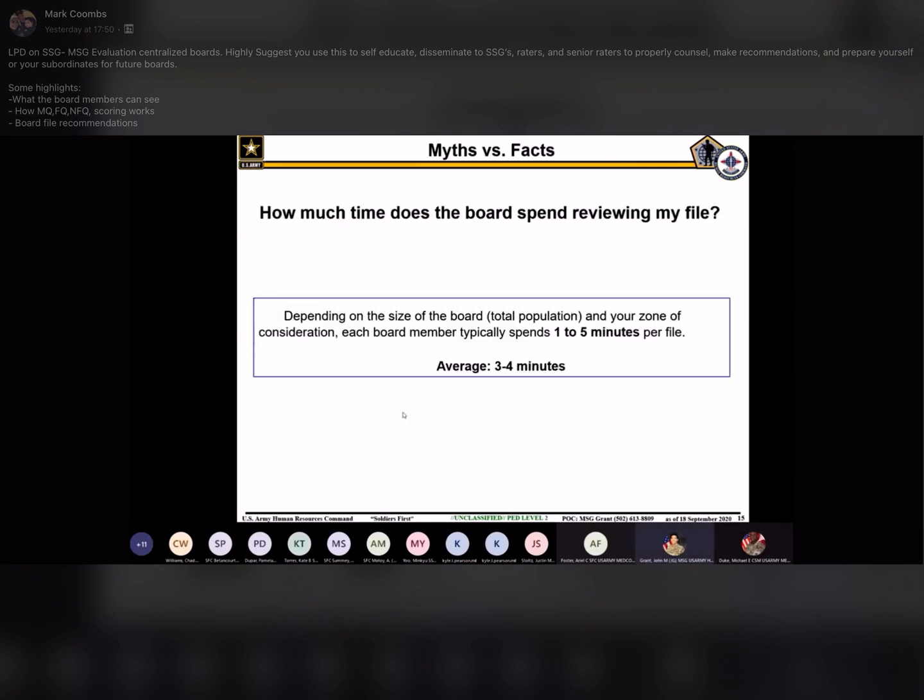Myths versus facts, we covered this a little bit. So the board has access to your entire file. People think they only get a certain amount of time to look at it, 3 to 4 minutes. That is just the average amount of time that it takes a board member to look at it. The board member actually has as much time as they need to look at your file. We just say an average of 3 to 4 minutes because by then the board members already know what their voting philosophy is.